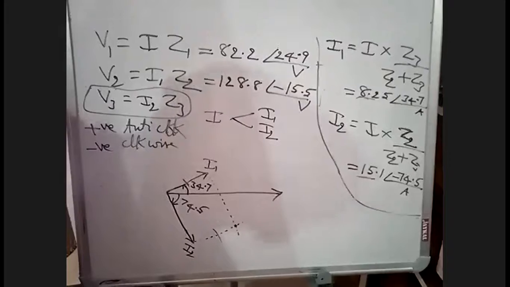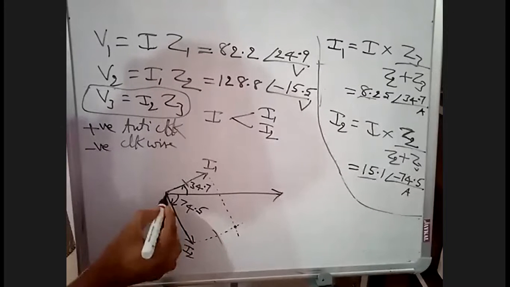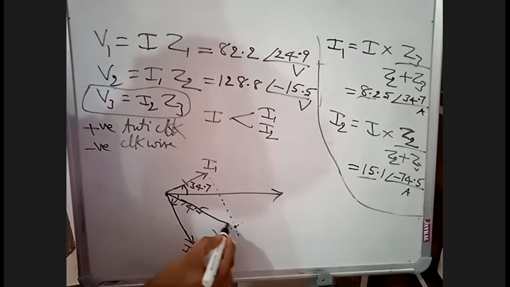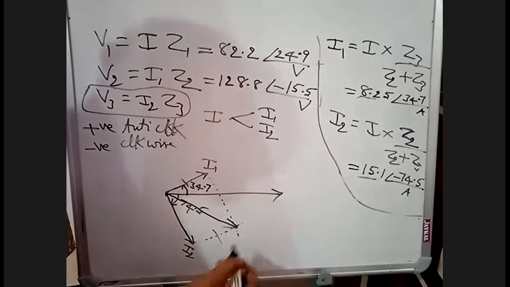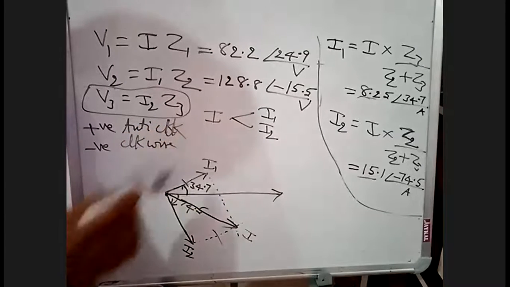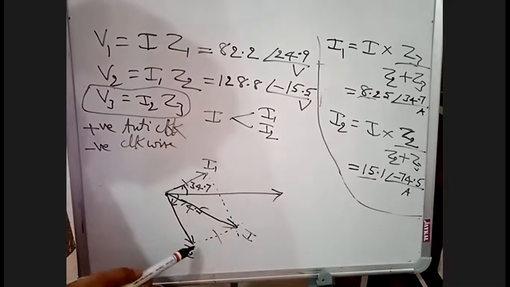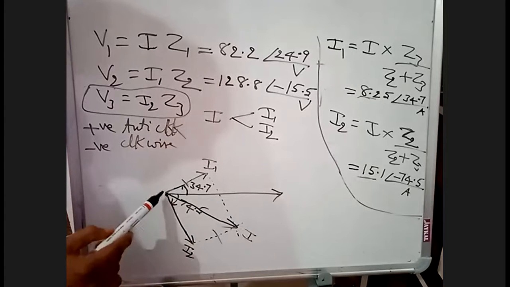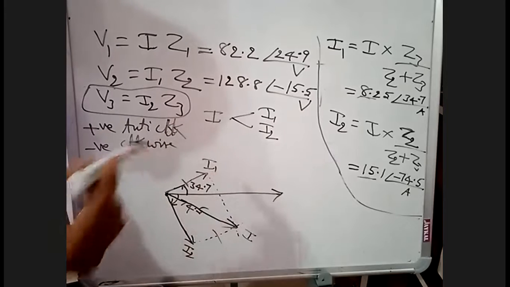Yes, sir. Okay. Now what is the diagonal here in the parallelogram? Draw the diagonal from this point. The diagonal in the parallelogram is the resultant. I is the resultant of I1 and I2. This I1 and I2 are intersecting here, so I am taking the diagonal. What is the angle for this I?